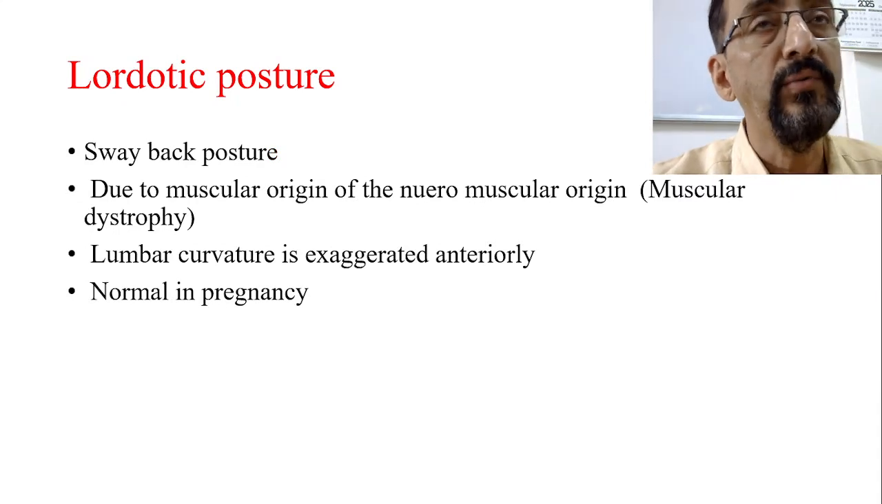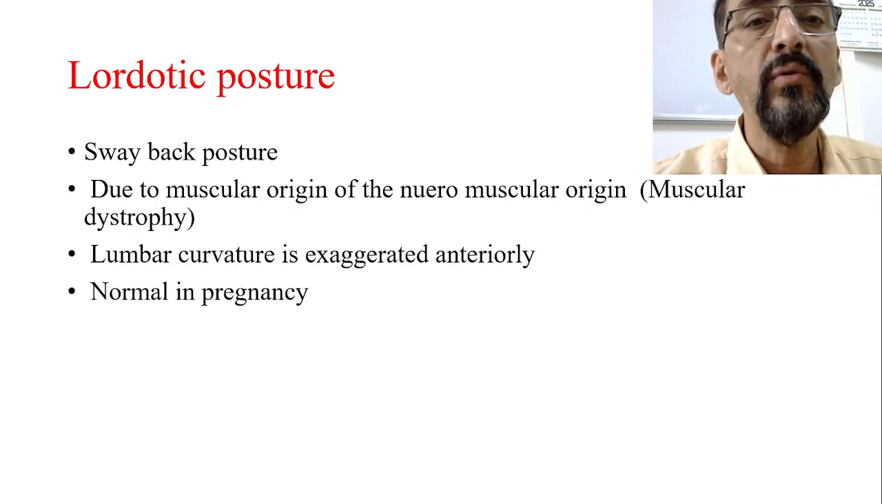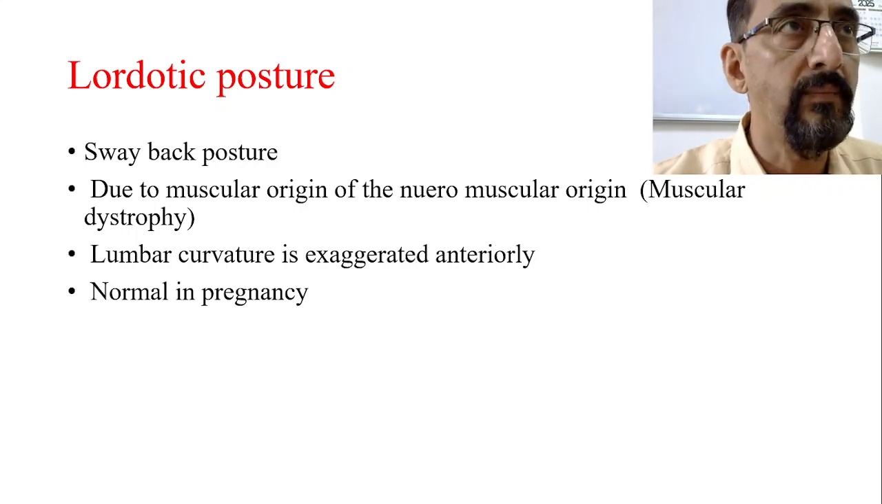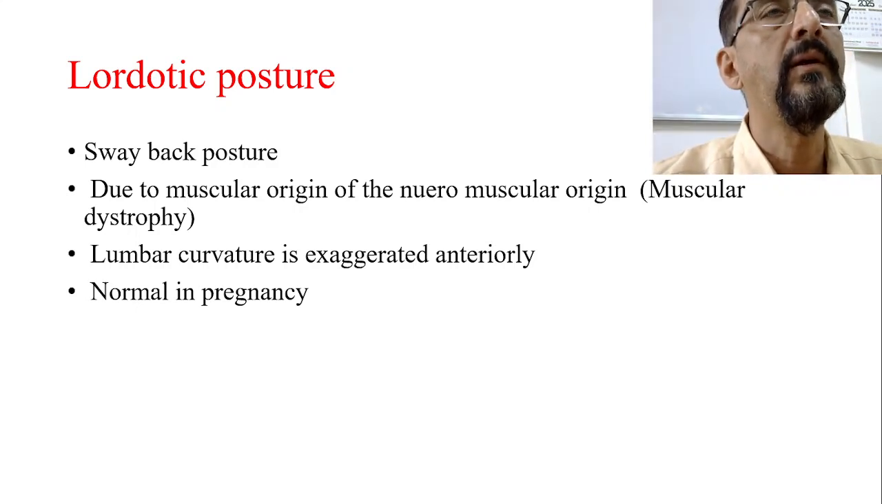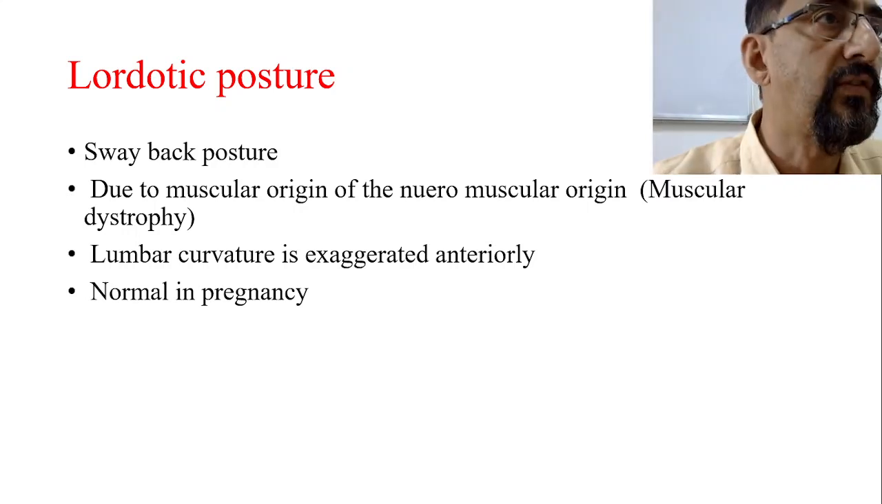Lordotic posture is one more important posture. This is called a sway back posture. This may be due to muscular origin or neuromuscular origin. If you look at patients of Duchenne's muscular dystrophy, or Becker's dystrophy, or some other muscular dystrophies, usually they will obtain the lordotic position.